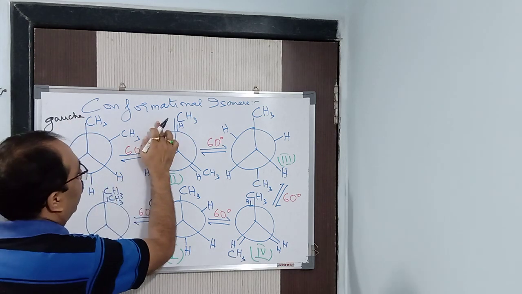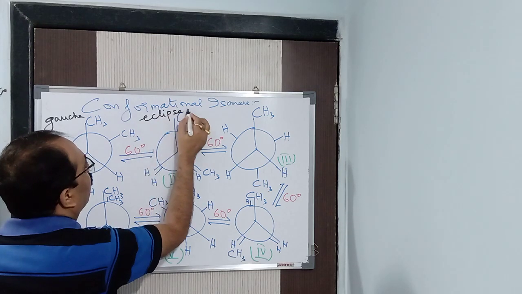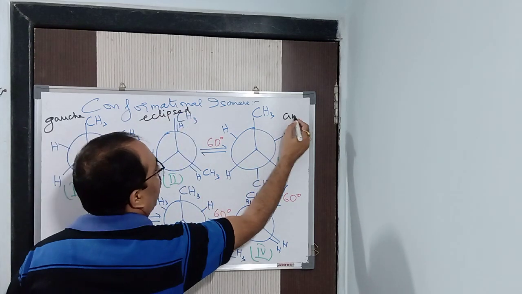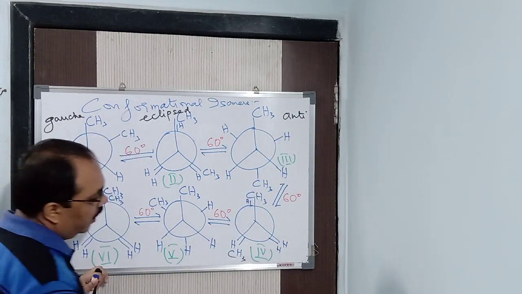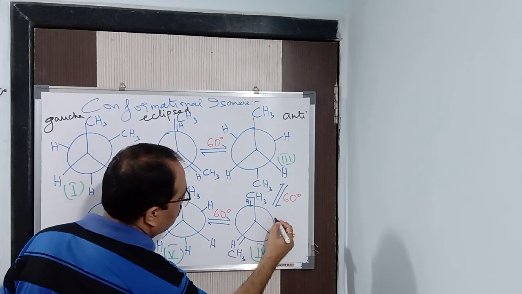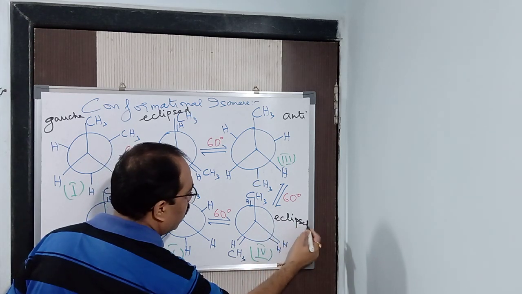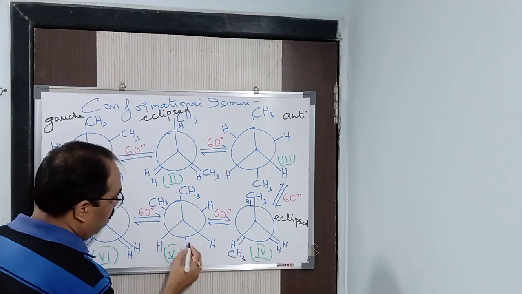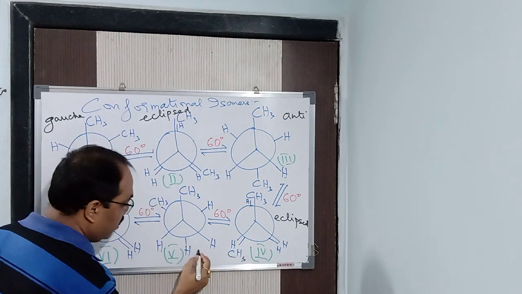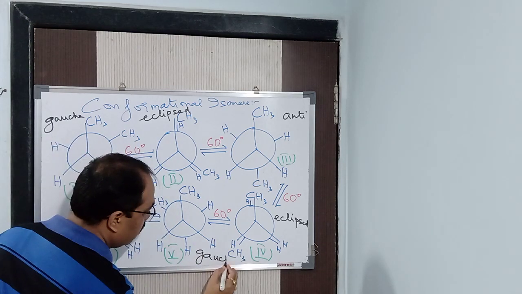So this is eclipsed. This is what I said, anti. Clear? Now again this also is 0 degree. This is also eclipsed. Clear? Now this is again gauche, a 60 degree angle, you can see it here, 60 degree. I am taking this as 3, understood? One I have to keep constant, so I have taken this one.